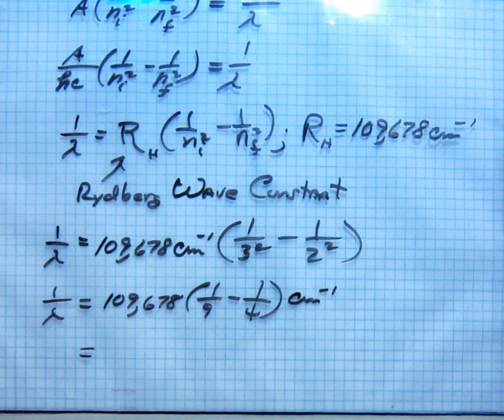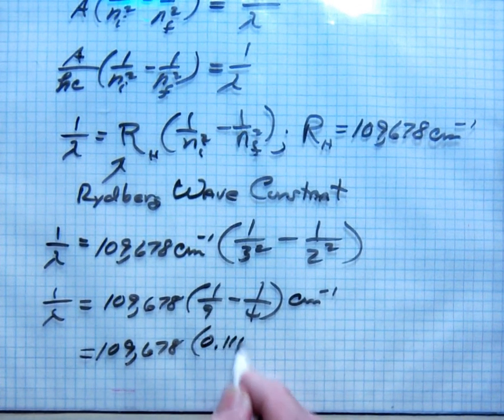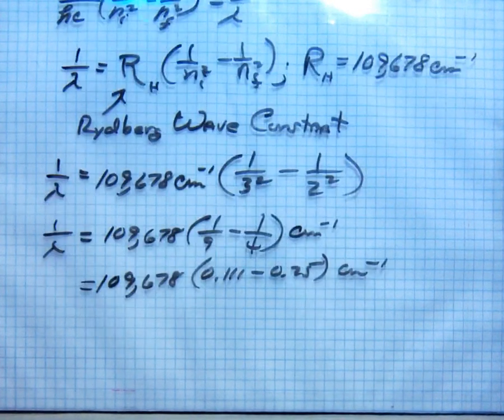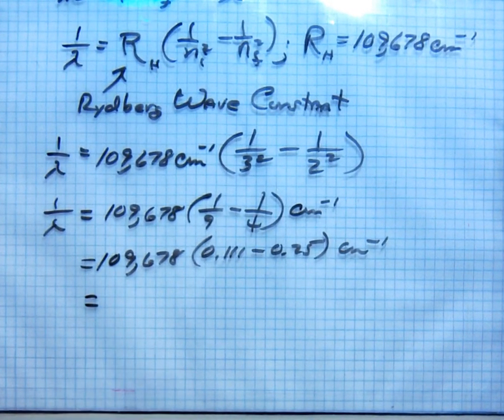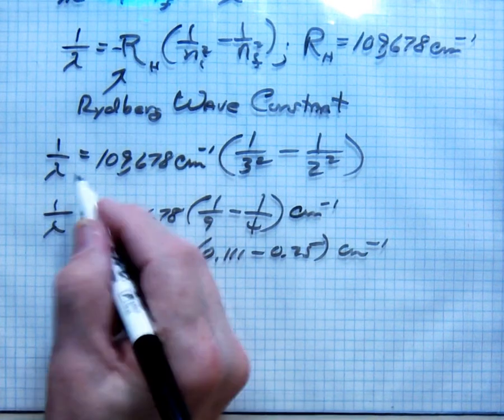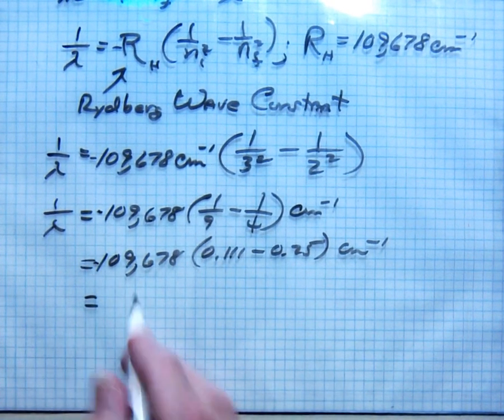Okay? So now, let's take the reciprocal of 9. The reciprocal of 9 is 0.111, so 109,678 times 0.111 minus 0.25 centimeters to the minus 1. Round up a little bit, and so that's minus 0.25. That gives me a minus. I guess I could just go ahead and put a minus in here, and then when you take this differential, it'll all turn out positive.